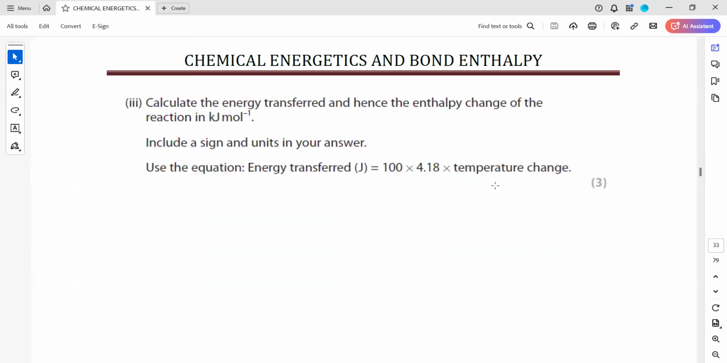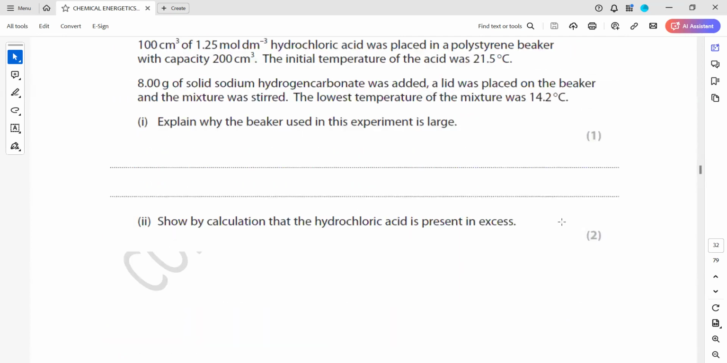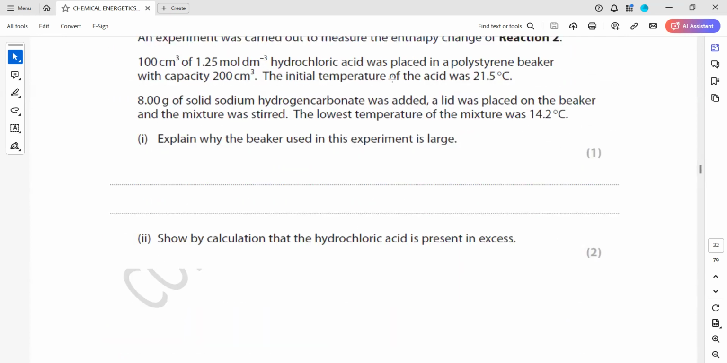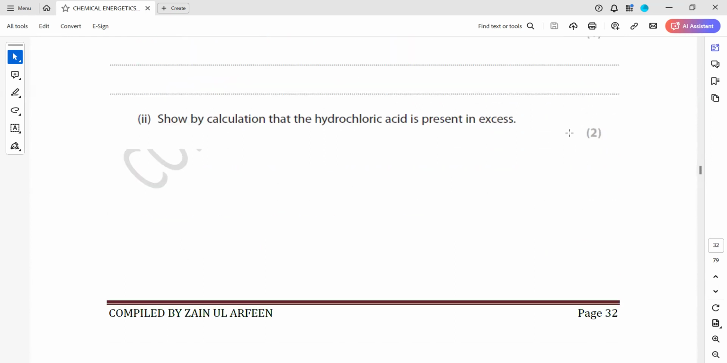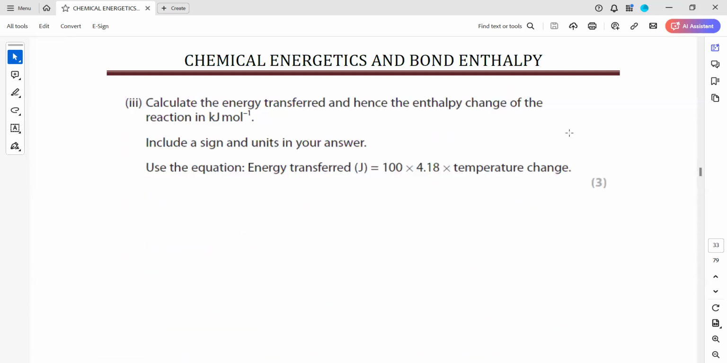Calculate the energy transfer and hence the enthalpy change. Include the sign. So use the equation energy = cmΔT. And how much is the temperature change? The initial temperature was 21.5 and the lowest temperature was 14.2. That will give us the temperature difference. Whenever we calculate the enthalpy change, we always use the limiting reagent. The enthalpy change is energy divided by moles. To work out the energy, it is 100 times, but that will give the answer in joules. Always convert into kilojoules, so we do it separately.